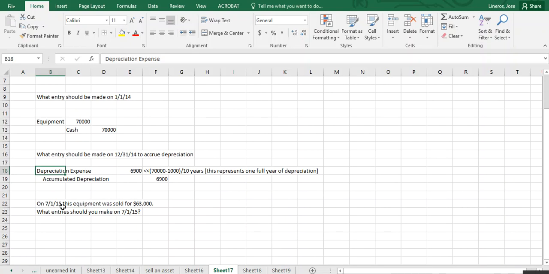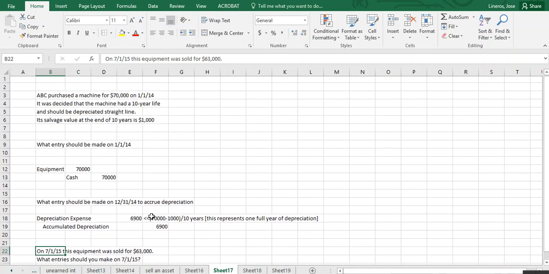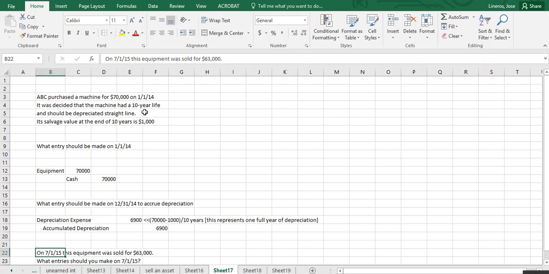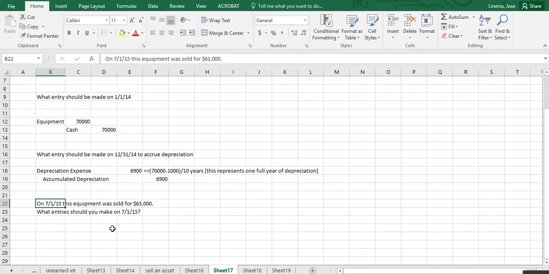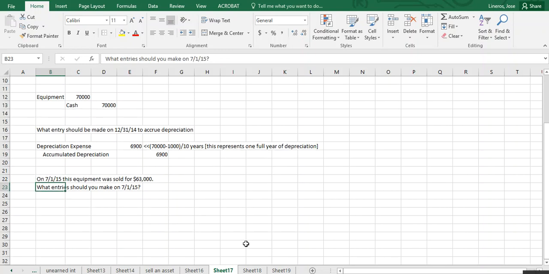So let's throw a twist in this. Let's say on 7/1, halfway through the next year, keep your calendaring straight. It will really help you on test day. So we went from 1/1 to 12/31, and now we've gone 7 months into the next year. You'll notice that 7/1 is exactly halfway through the year. What entry should you make on 7/1? I'll give you a minute to contemplate this.